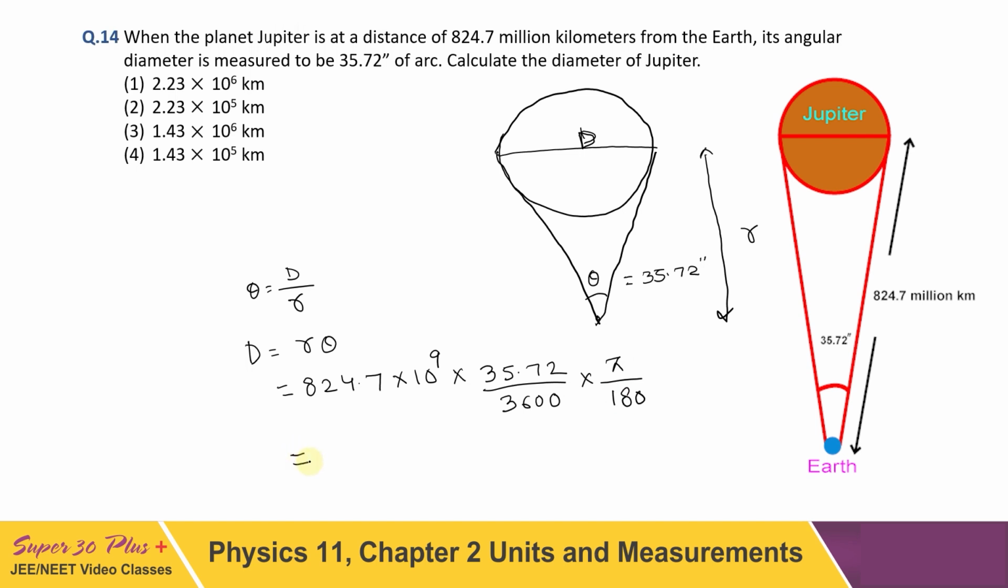On solving this, you can do your rough work, and then on solving this you would get the result, that is 1.43 into 10 to the power 8 meter. But here options are given in kilometer, so it can be written as 1.43 into 10 to the power 5 kilometer. Which option is this? Option number 4. With this, now you have practiced a lot number of different varieties of question. So I think now you should be able to solve a question if it comes in JEE or NEET from this chapter, unit and dimension.